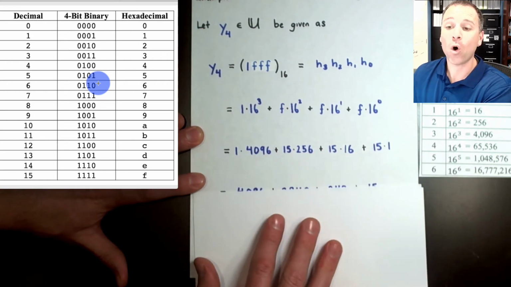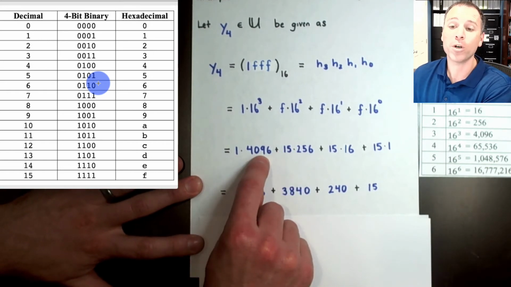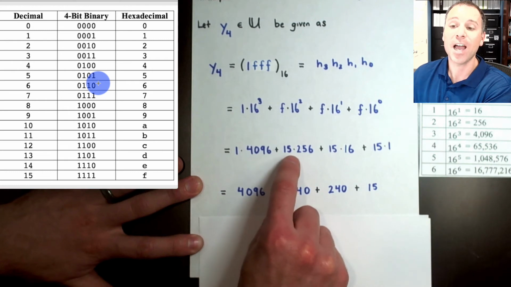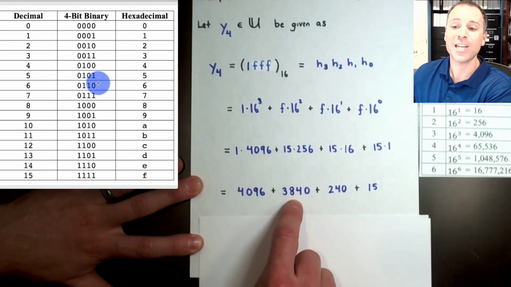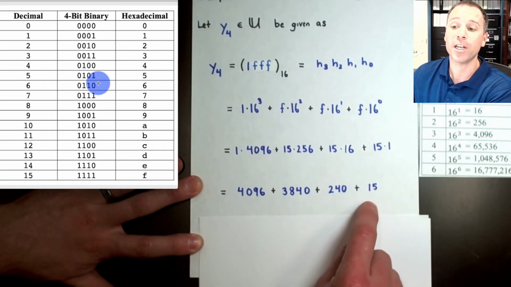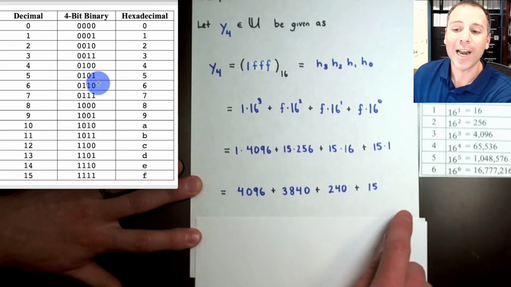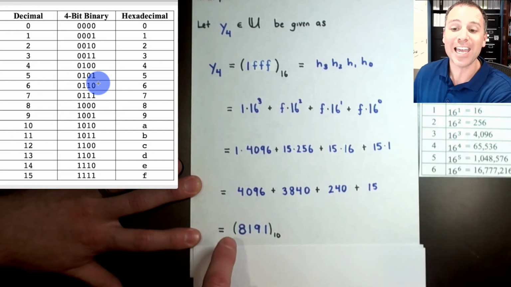When I add all those numbers up, well, first I guess I have to multiply. 1 times 4096 is 4096. 15 times 256 is 3840. 15 times 16 is 240. And 15 times 1 is 15. Don't trust me, you can use MATLAB to confirm my calculations. When I add all those up, notice that I get 8191 in decimal.